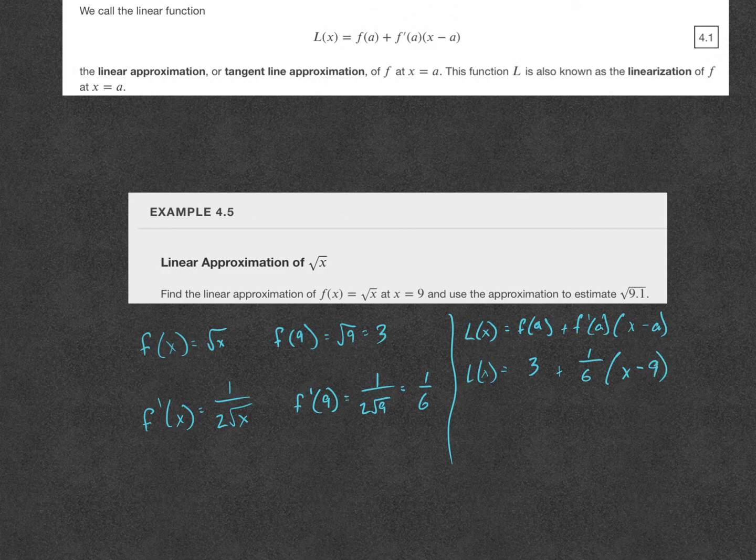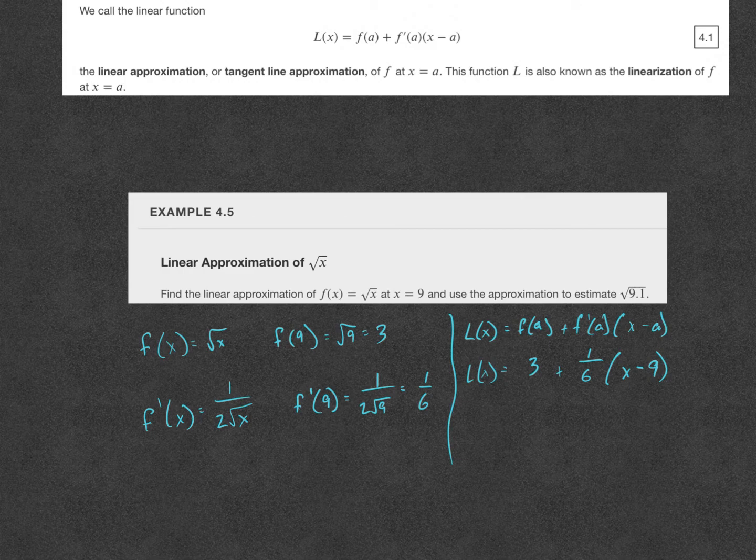That's a 9 there. So what this function represents, or what it does, is it gives us good approximations for square roots of numbers close to 9. This would give a bad approximation for the square root of 15. It would give a good approximation for the square root of 9.1 or 9.2 or 8.73. Okay? The further away you get from 9, the less accurate the approximation is. But close to 9, it's pretty darn good.